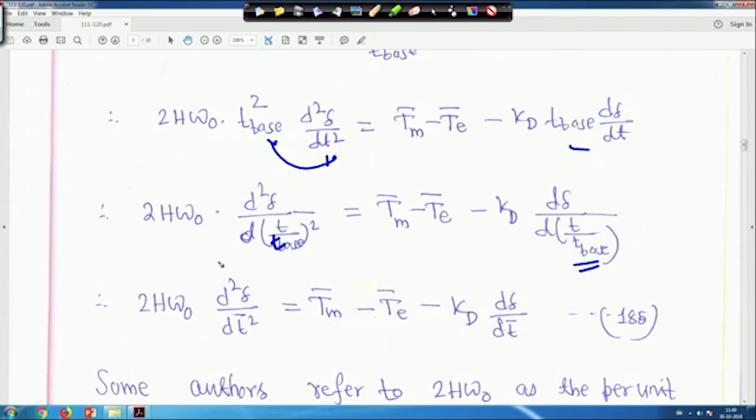That means all these quantities for this equation 185 are in per unit, including time, if you want to represent time in per unit. Generally, in stability studies, only time we generally represent in seconds, but other quantities we represent in per unit values.